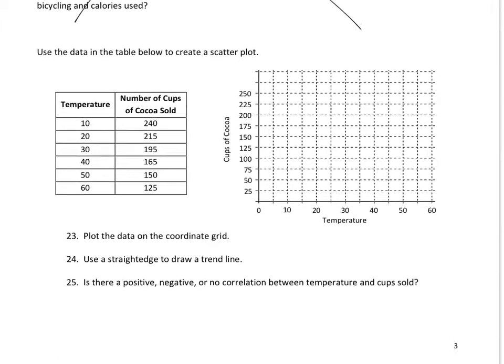Okay, next one. Use the data in the table to make a scatter plot. If I plot 10 to 240, I go right 10 and I go up to 240, which is just short of 250. So this is my first dot. 20 to 215, go over to 20 and go up to 215. 30, 195 is almost 200. 40, 165. 50, 150. And 60, 125.